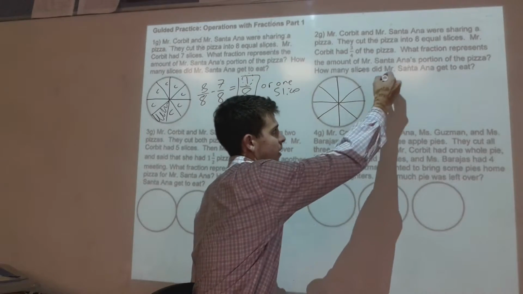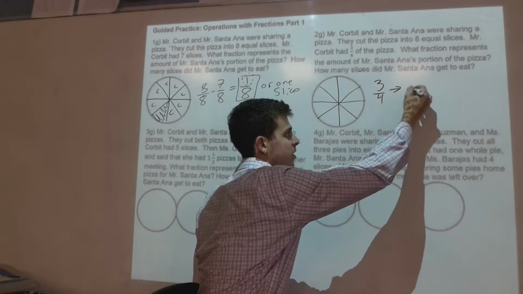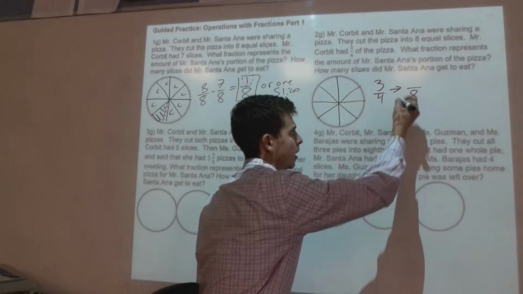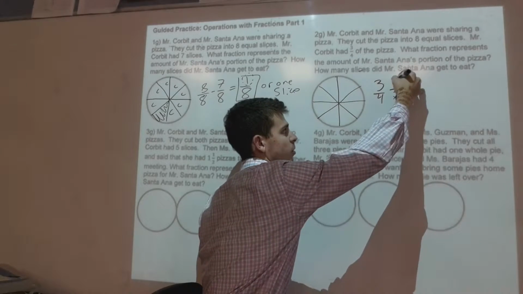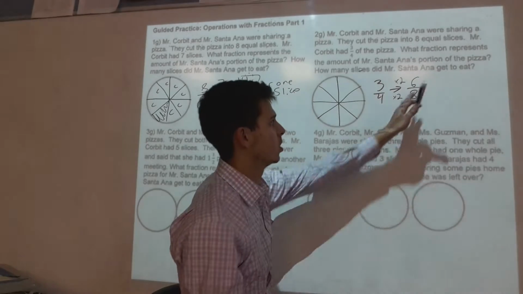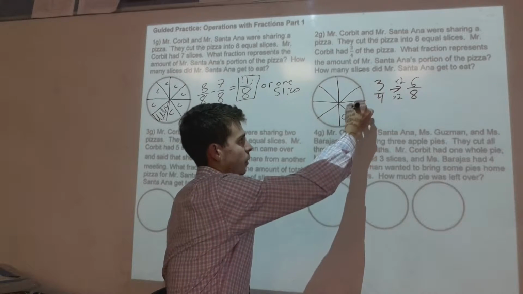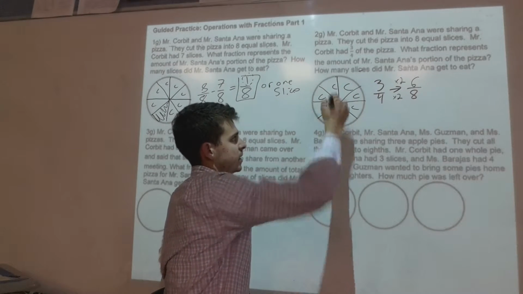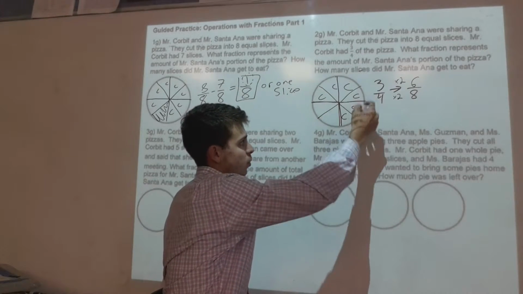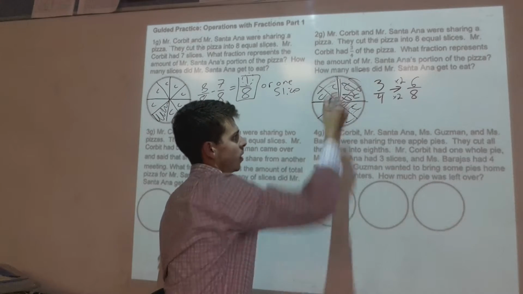Well, Mr. Corbett ate 3/4, but if I turn this into a fraction that has 8, I see that the 4 was multiplied by 2 to get 8, so I know that I'm also going to multiply the 3 by 2 to get 6. So that's going to be 6 slices of the 8 total slices. So this is Corbett, 3, 4, 5, and 6. One thing you'll notice is that this is clearly 3/4. Here's 1/4 right here. Here's another quarter right here, and then here's another quarter right here.